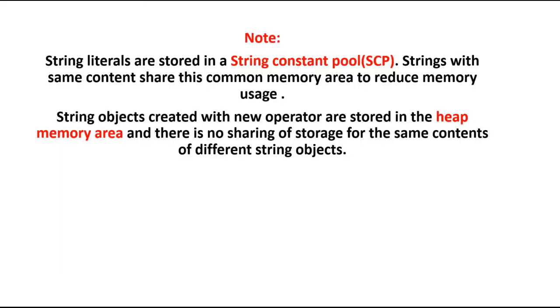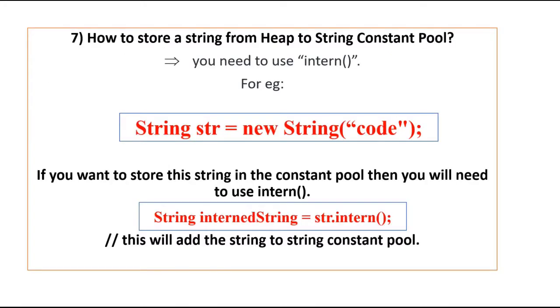This is the summary of the string constant pool and heap memory. String literals are stored in the string constant pool. It does not contain duplicates. It just shares the common memory for the same content. For heap memory, whenever you create through the new operator, it forces the object to be created inside the heap memory. Each object has a different address, a different reference.